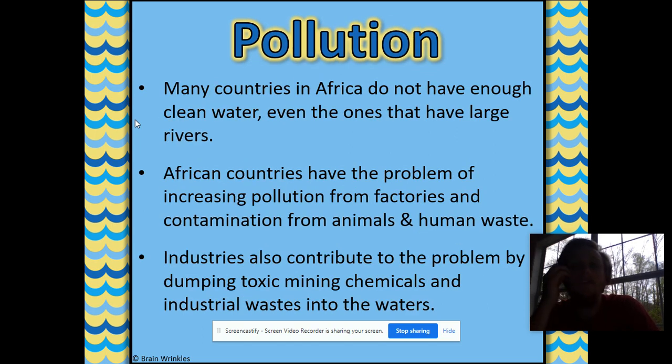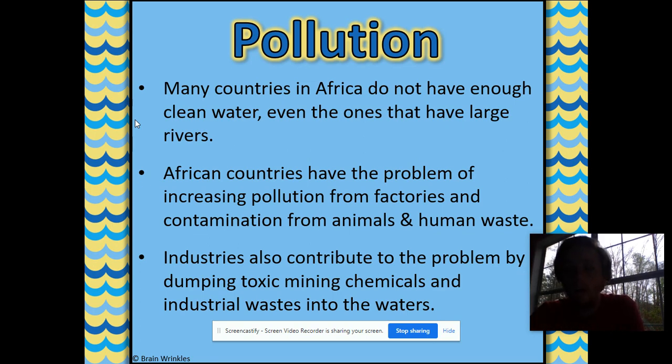Many countries in Africa do not have enough clean water, even the ones that have large rivers. African countries have the problem of increasing pollution from factories and contamination from animals and human waste. So, this is the last bullet that you need to put in causes. And it is that second bullet point there, pollution from factories and contamination from animals and human waste.